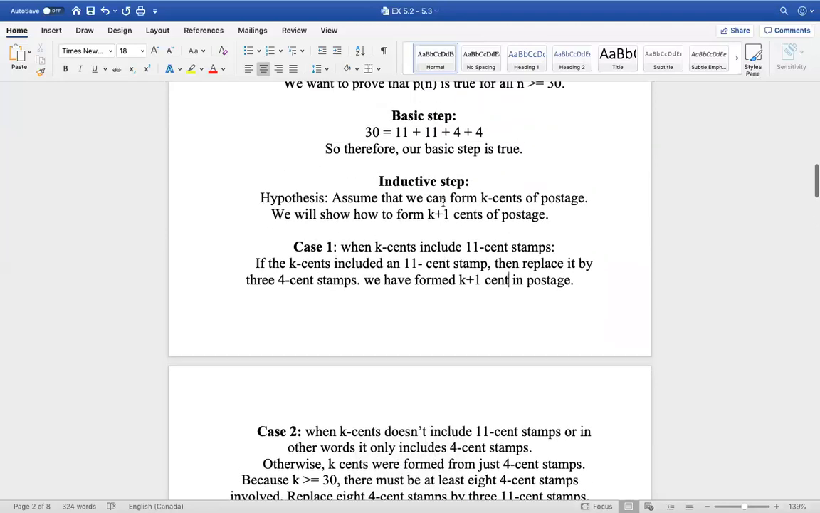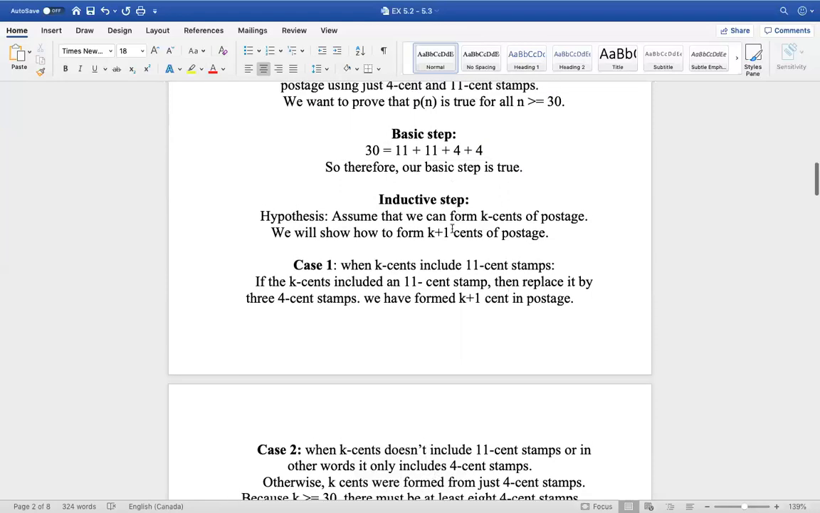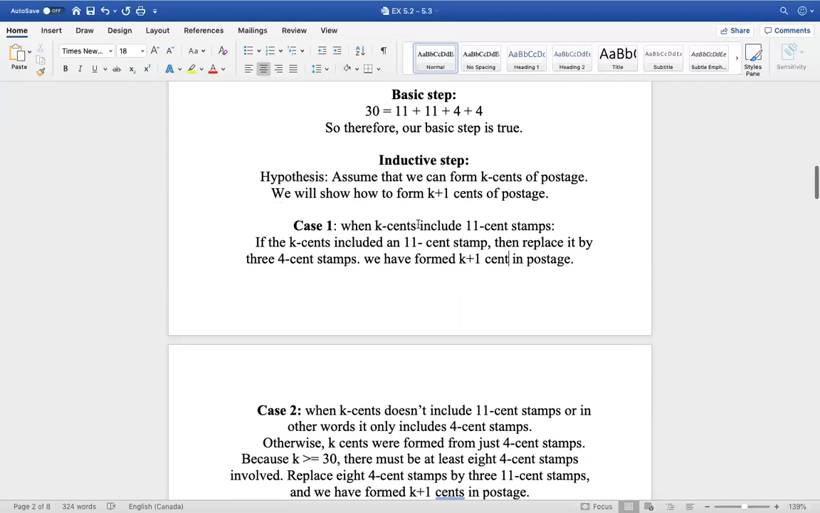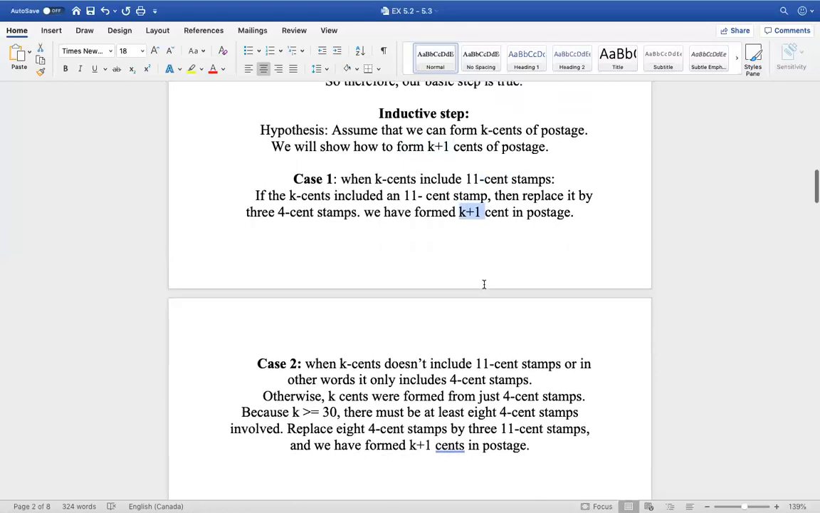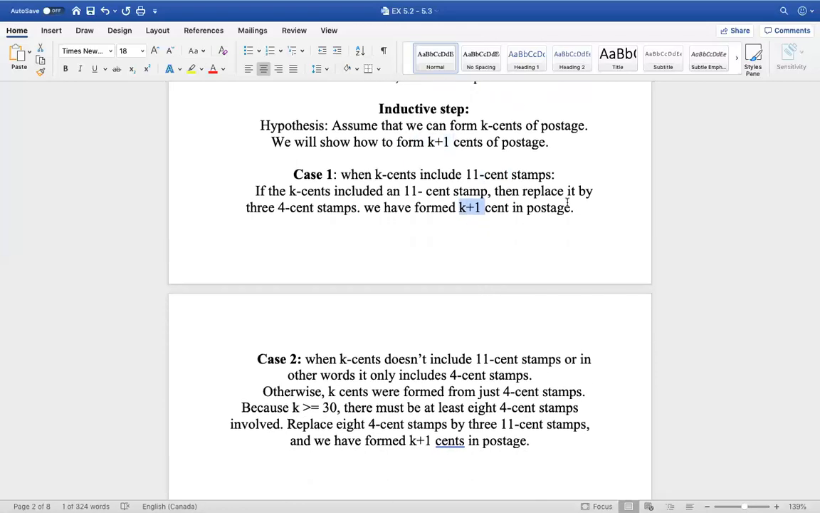So what we are assuming is that we can only form the k cents using 11-cent or 4-cent stamps, right? So we divided that into 2 cases. The first case is, let's say that it has one 11-cent stamp, and in that case we try to prove it for k plus 1. If we replace this 11 cents with 3 4-cent stamps, then it will be 12, which is k plus 1 cents. So therefore, we have proved the inductive step in this case.